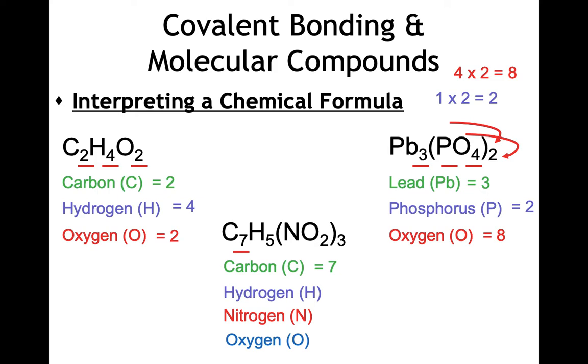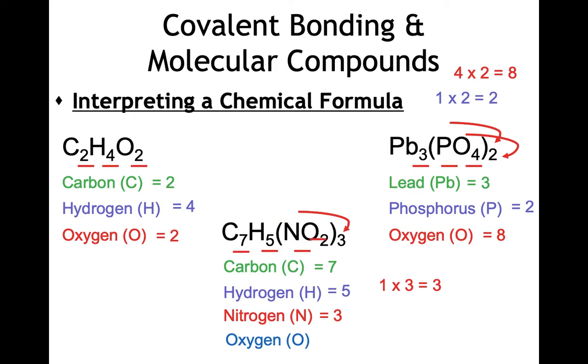That means there's 7 atoms of carbon. Next to the hydrogen, there's a 5. So we have 5 atoms of hydrogen. The nitrogen and oxygen are in parentheses with a 3 outside of the parentheses. Inside the parentheses, there is a 1, understood to be 1 next to the nitrogen, but we have that 3 outside. So we're going to take 1 times 3 to give us a total of 3 nitrogen.